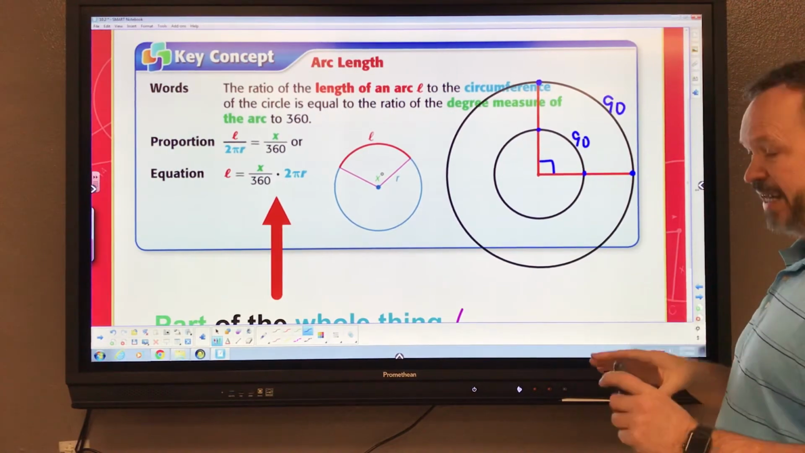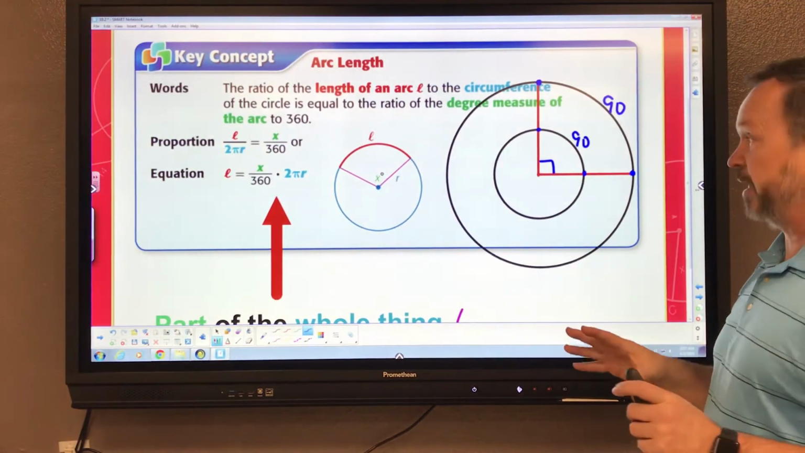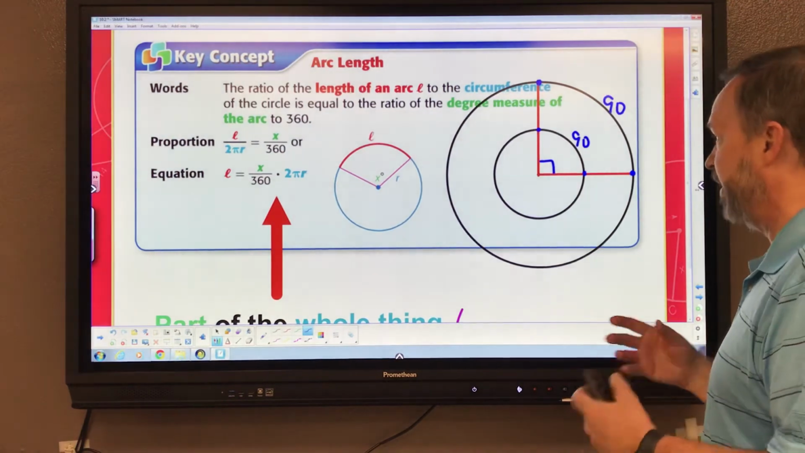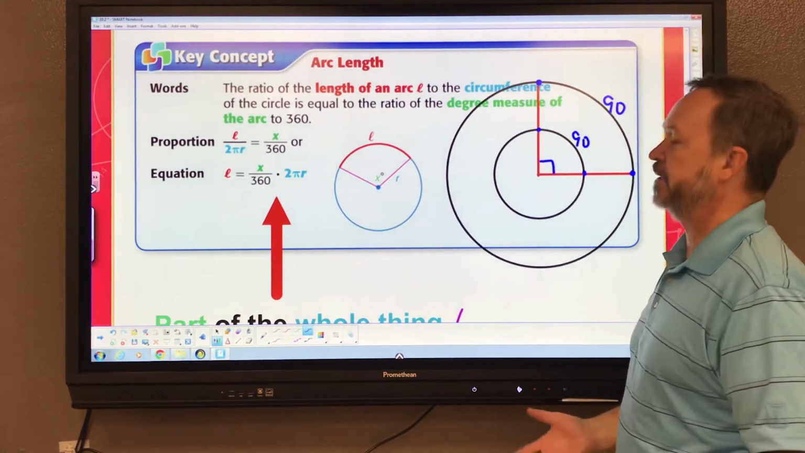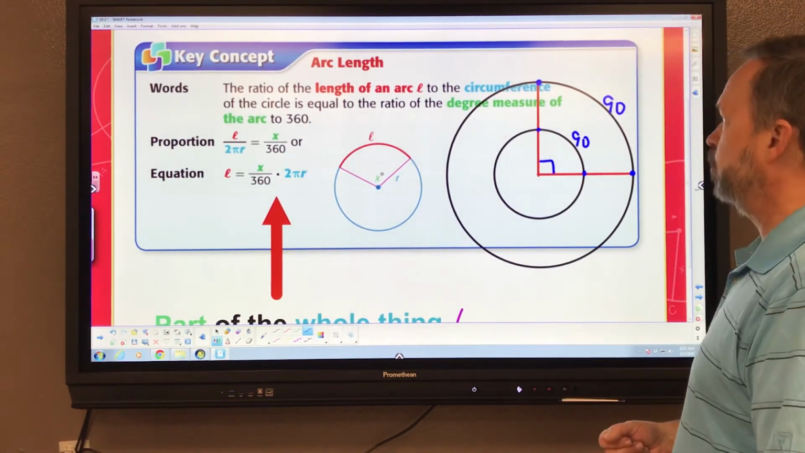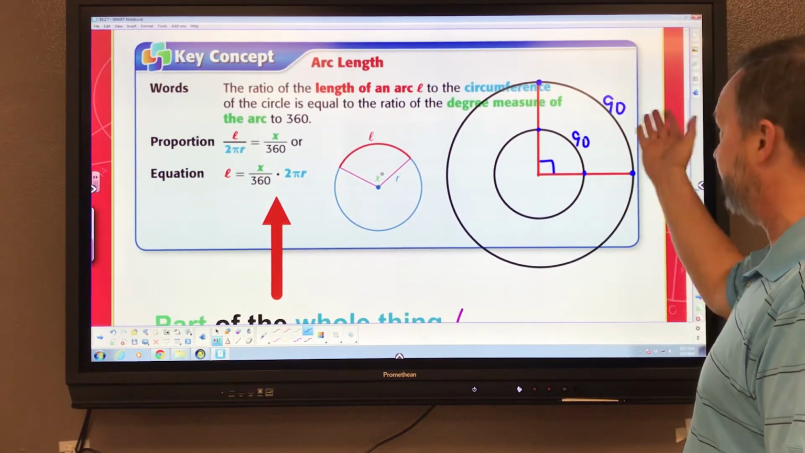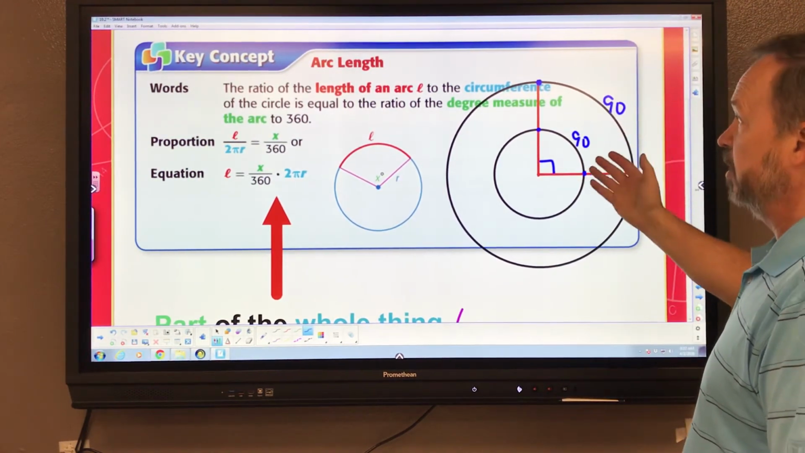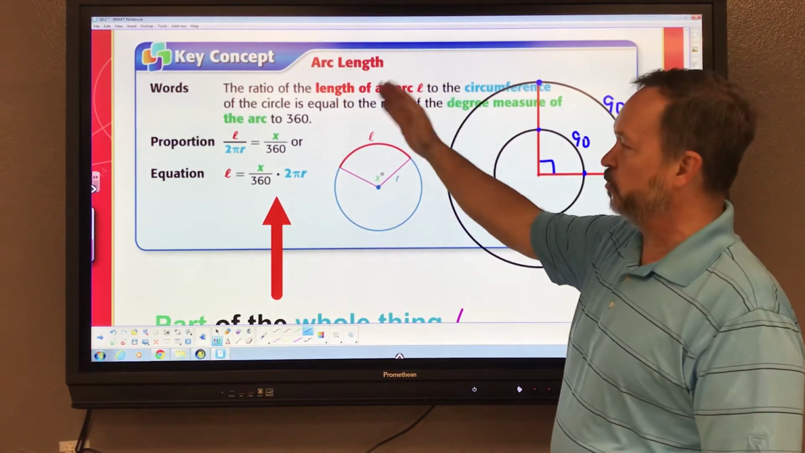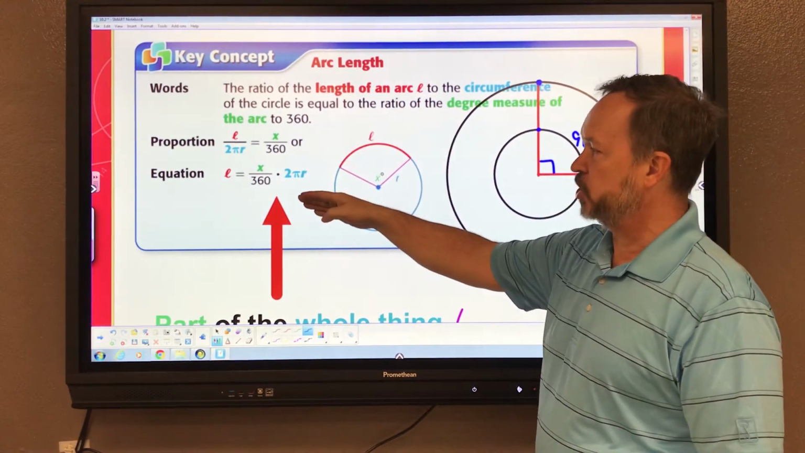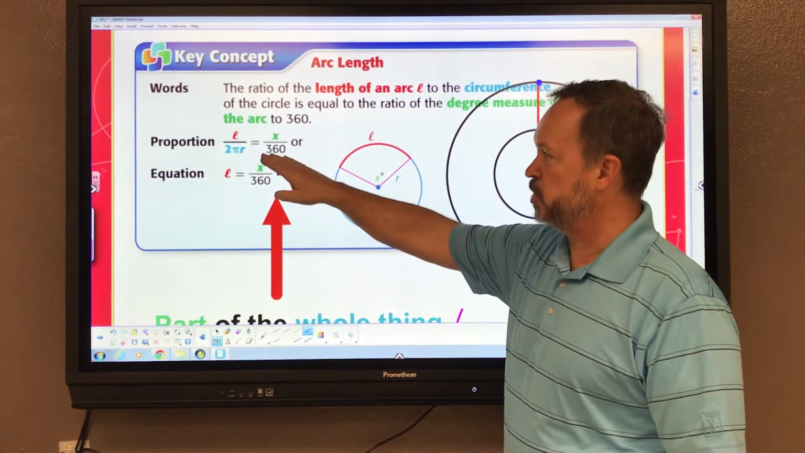They have the same measure, but they're not the same length. Look at it, think about it. Right. Okay? So we're talking about arc measure, they're both 90. We're talking about arc length, they're different. They're obviously different. So we have this arc length formula, which you can use this proportion.